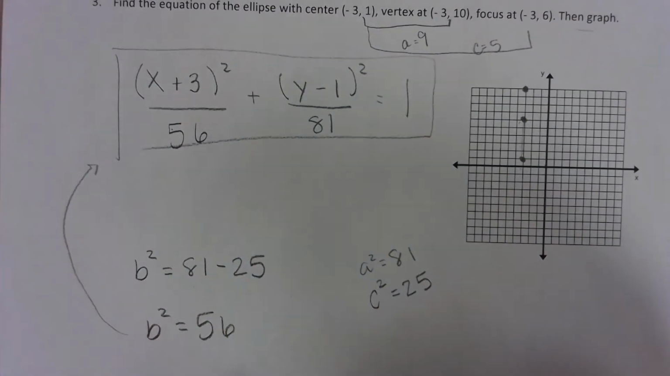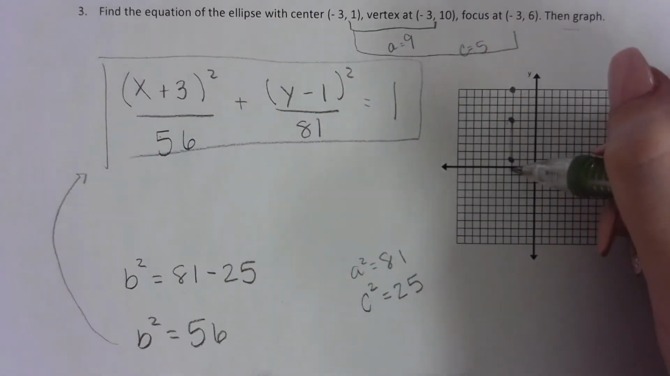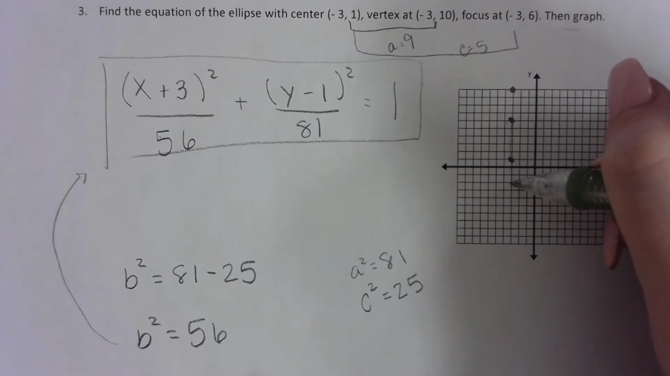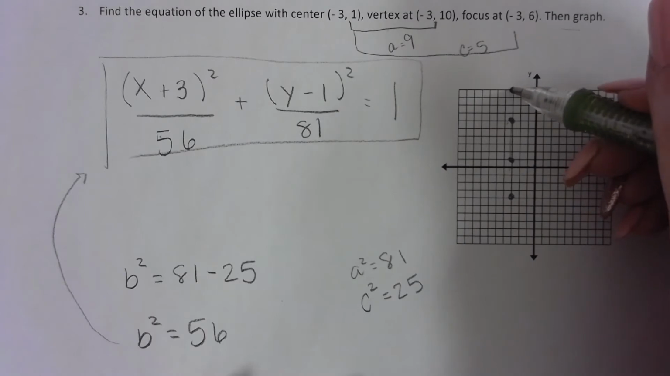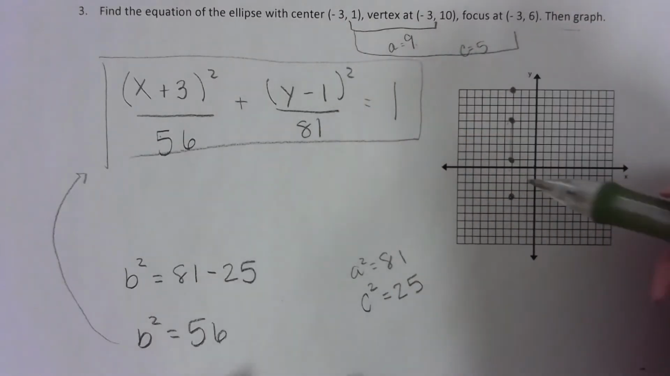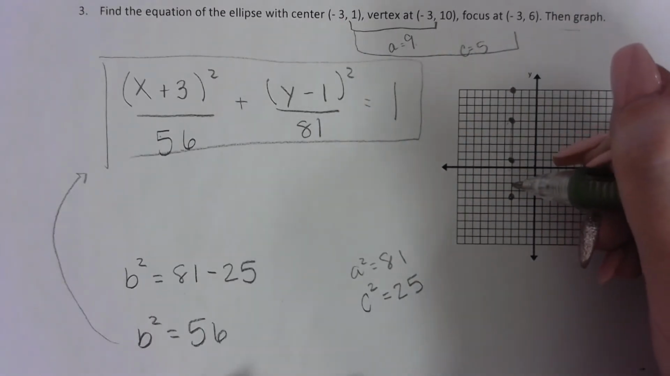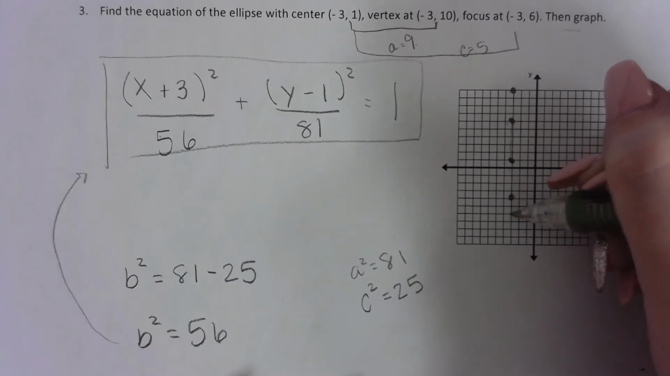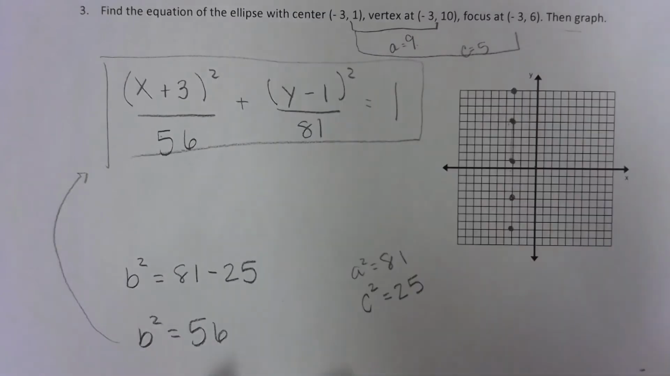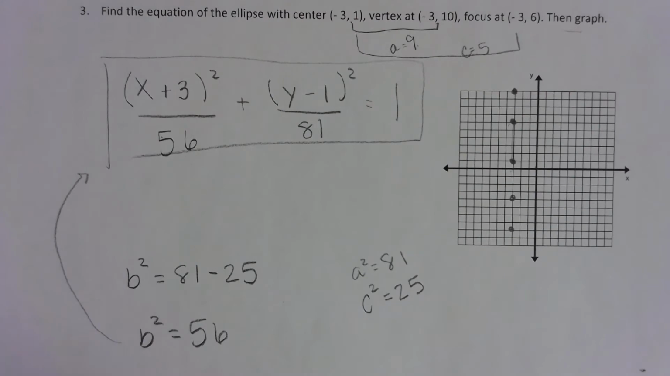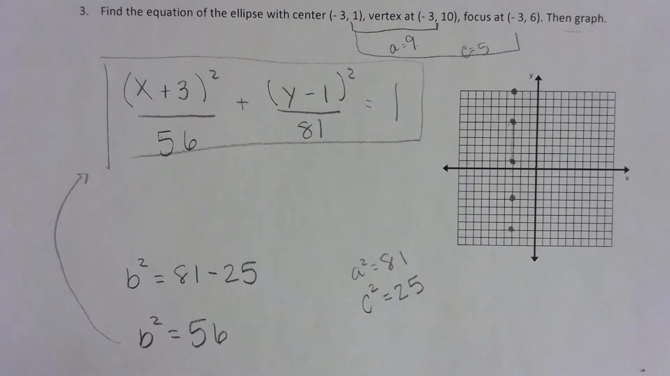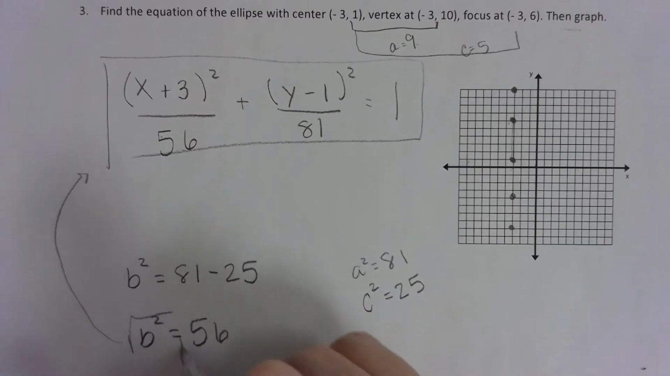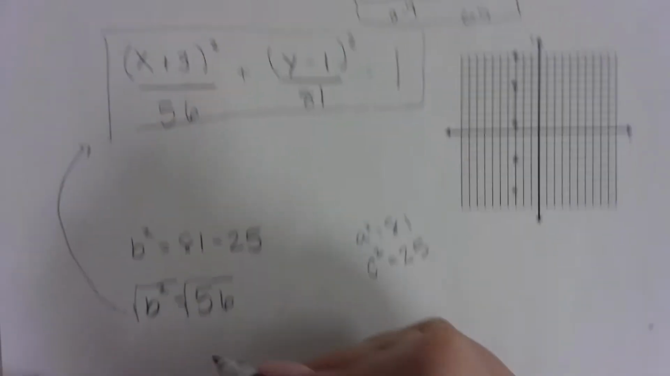It did want us to graph, so let's continue to graph. So if this moved 5, I need to move 5 more to find our foci, and then our vertex is going to move 9. So 9. Now, in order to graph, though, I do need to know our b left and right so that I know how wide to make this. So I am going to have to end up square rooting each side.